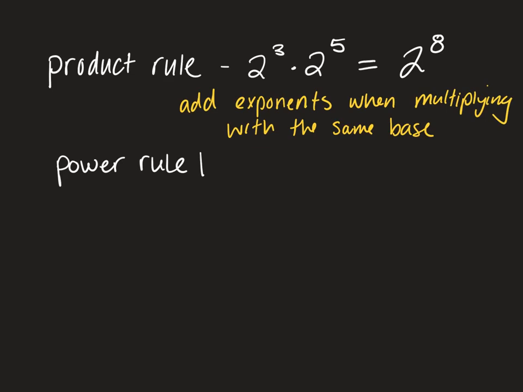So this means that when you're taking something that has an exponent and you're raising it to another one, say we have x squared, but we're also going to take that to the third power. That means we're going to do x squared times x squared times x squared. When you do that, you have to multiply your exponents together. When you're taking a power to another power, you have to multiply.